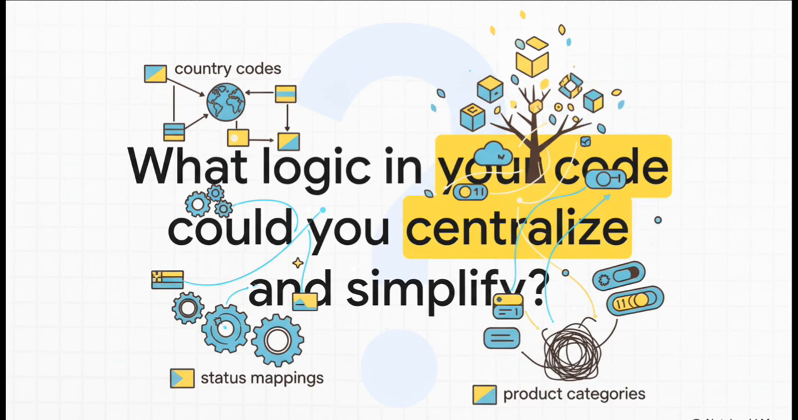So I'll leave you with this little challenge. Take a moment and think about your own systems. What critical business logic, country codes, status mappings, product categories, is currently buried deep inside your code right now? Because that logic, right there, might be the perfect candidate to be set free with a dynamic lookup.